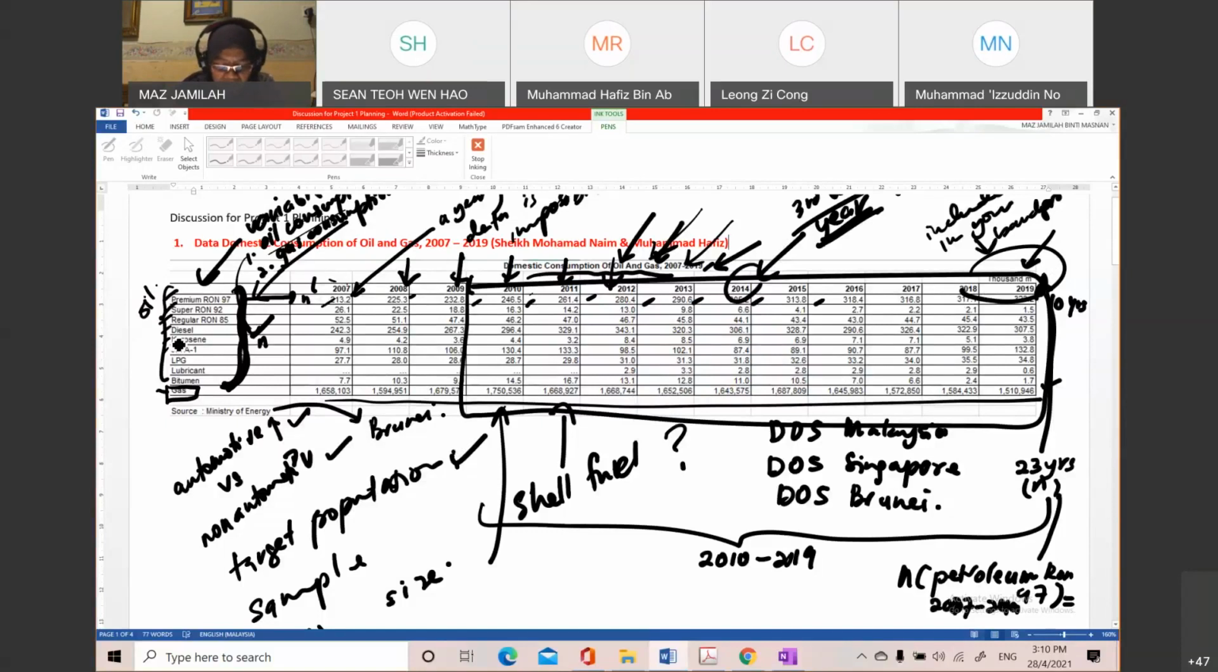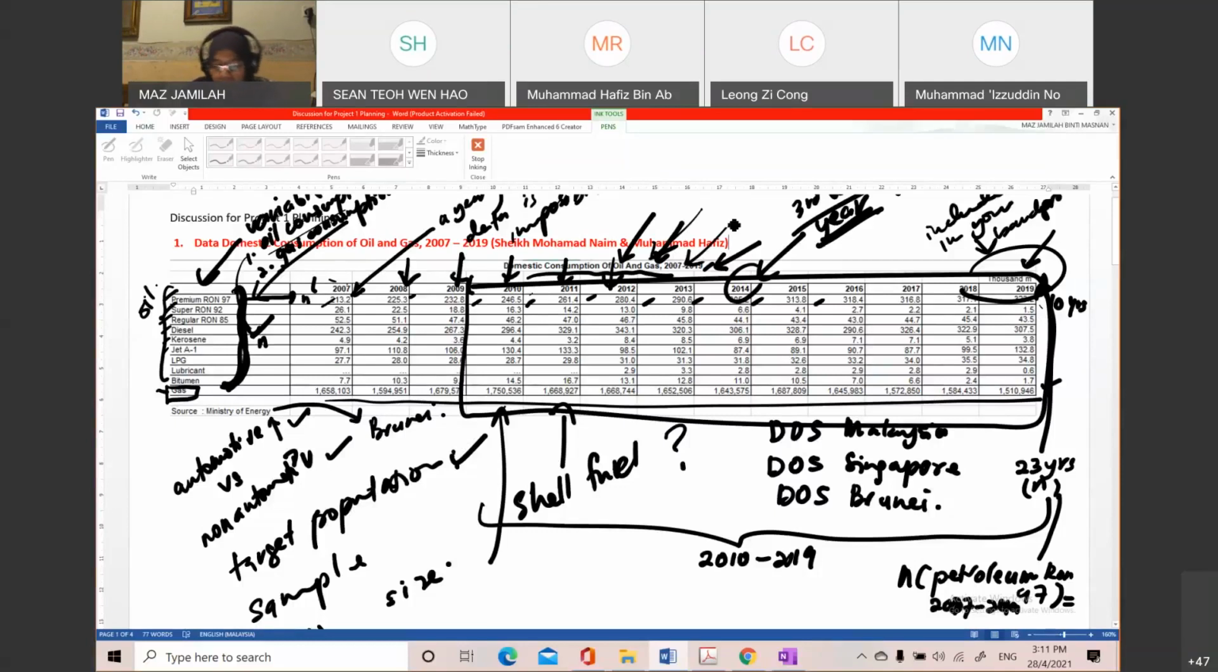So the sample size in this case is impossible to be known, because the data refers to the usage of petroleum and gas, oil consumption and gas consumption, for this particular data.